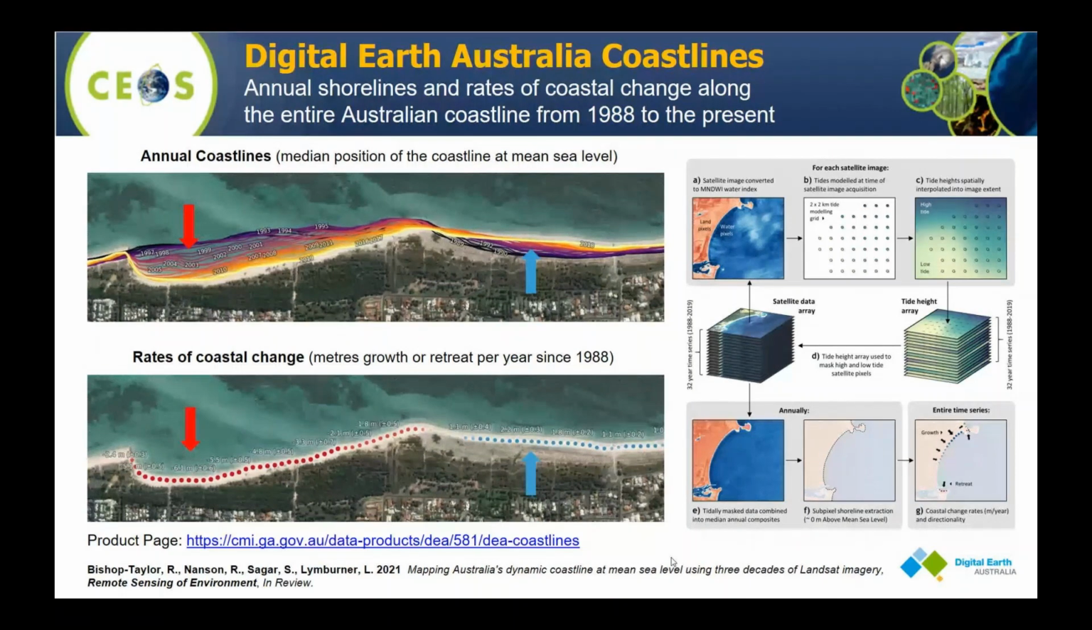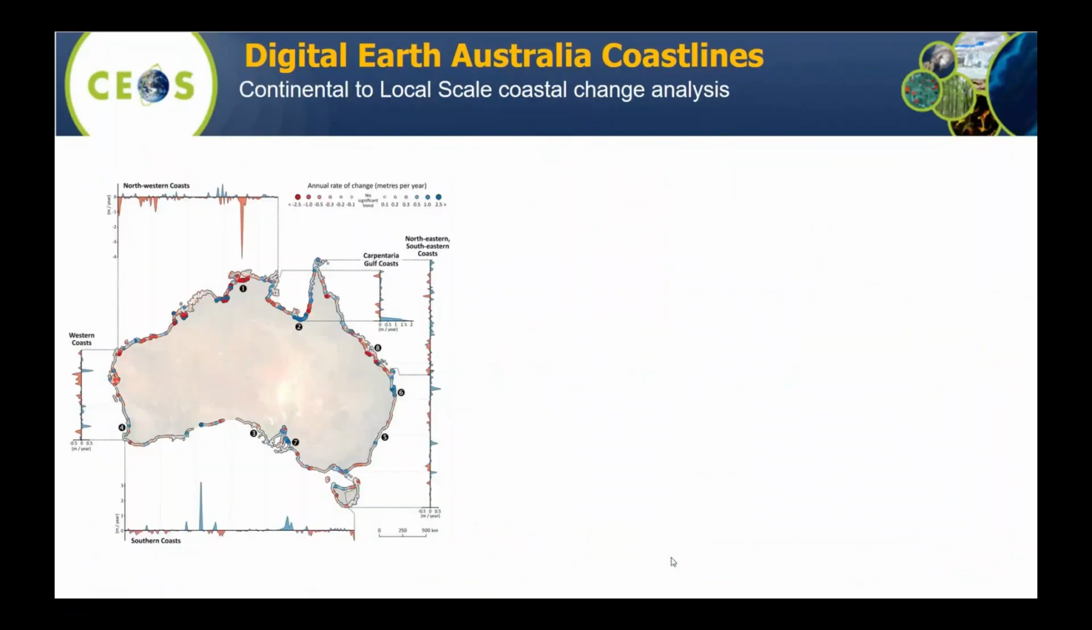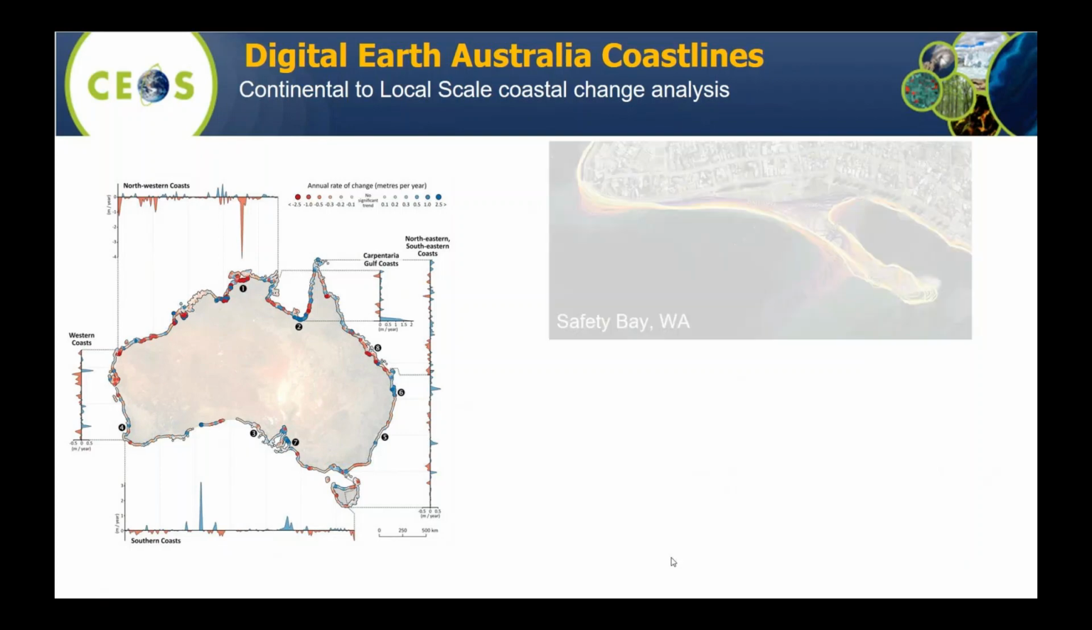So one of the neat things that this product and process does is enable us to look at coastal change across a whole range of scales. So we can look at a continental scale where we can look at regional hotspots of erosion and progradation, try to tie them up to broader scale drivers such as climate drivers. We can look at regional effects of geomorphology.